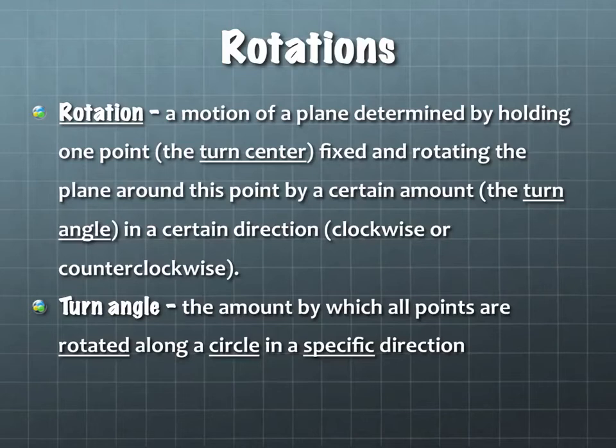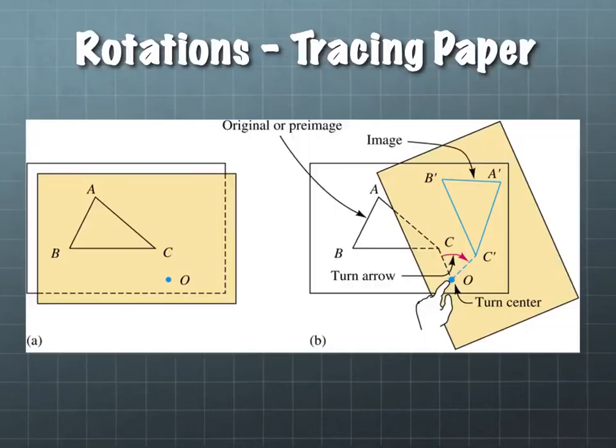One way, and this is not how we're going to focus on doing things, but one way to talk about rotations is from the perspective of tracing paper. I think this is a pretty good visual. It looks weird on the second diagram, so let me explain what's going on. You see the triangle ABC on the left, and you see that blue dot, right? That blue dot is going to represent our turn center. It's where we're turning things from.